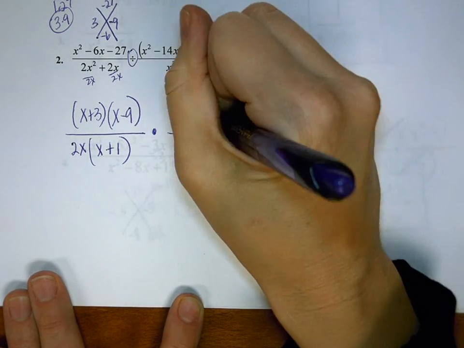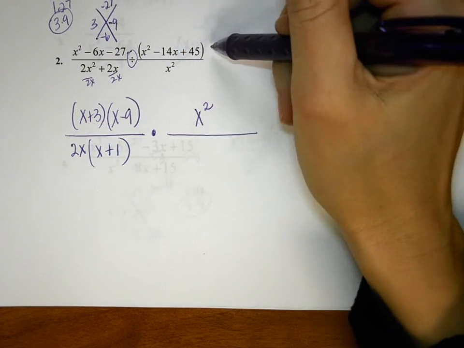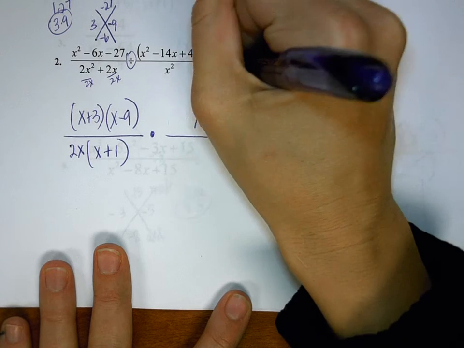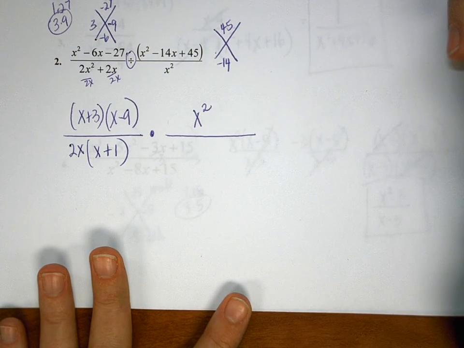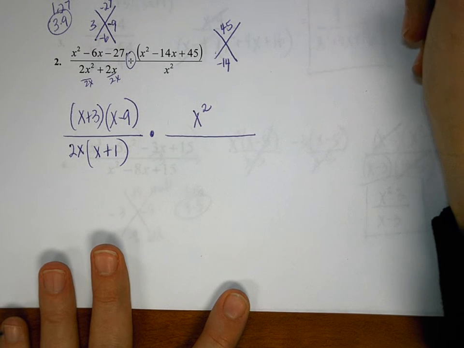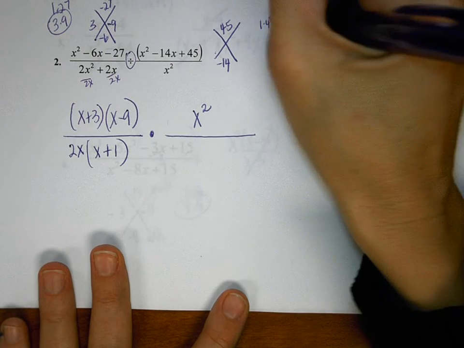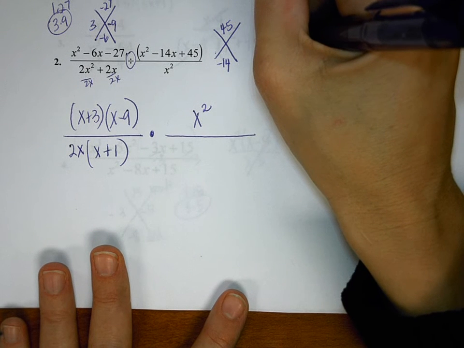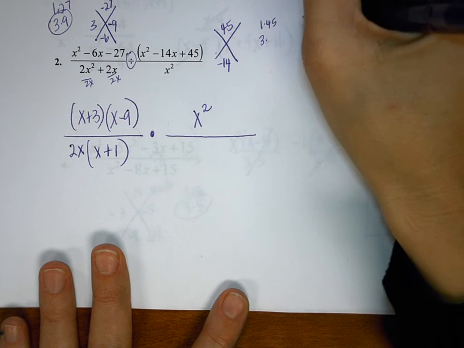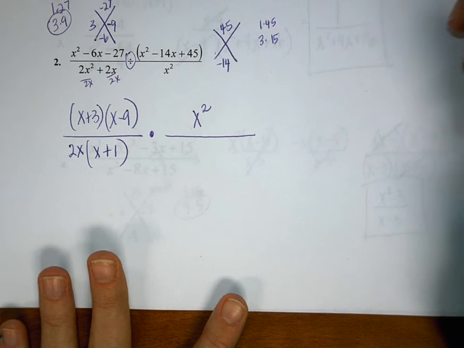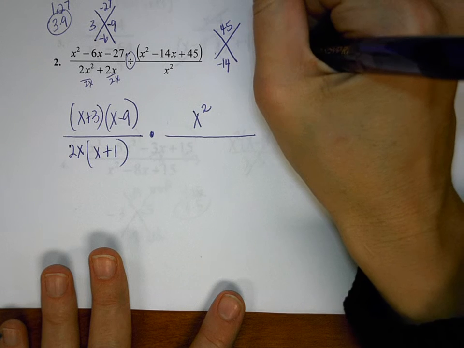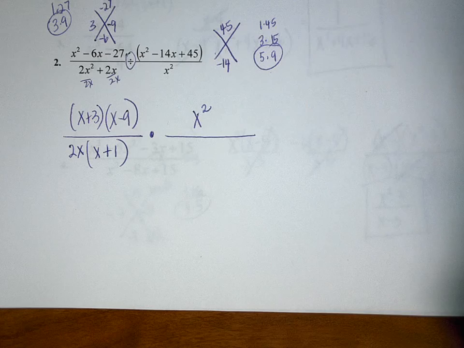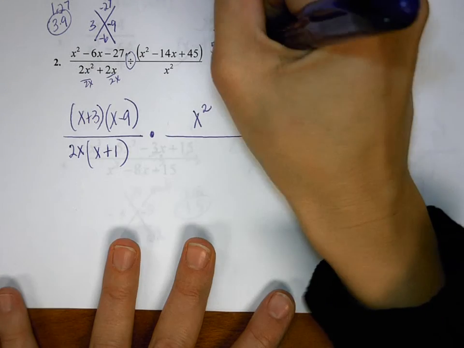So x squared is going to go to the top, and then my denominator, I'm going to have to use my diamond. So 45 is my multiplication, negative 14 is my adding or subtracting number. So if I list my numbers that multiply to be 45, I have 1 and 45. Let's see here. 45 is 3 times 15. Sorry. And then 4 doesn't work, and then we have 5 times 9, and 5 times 9 is my numbers that work. So we have 5 and 9.